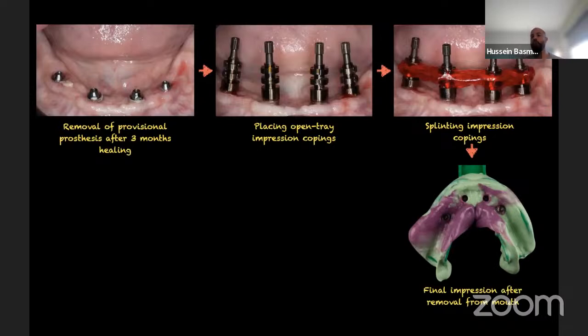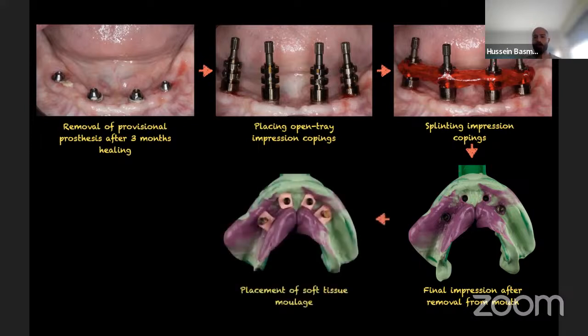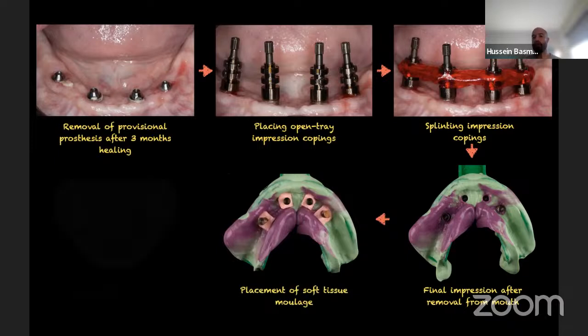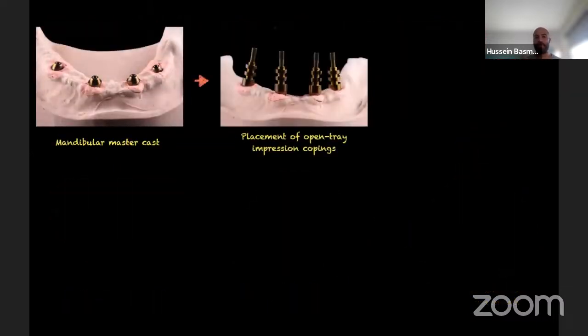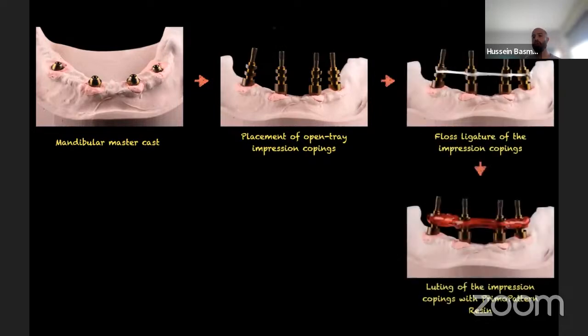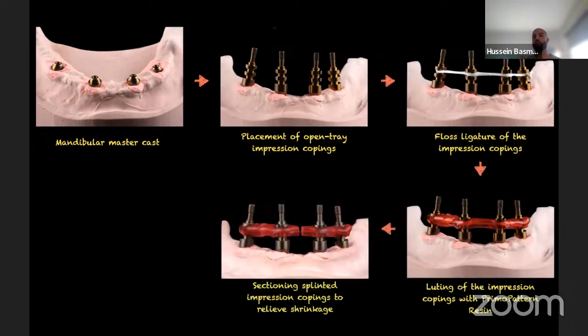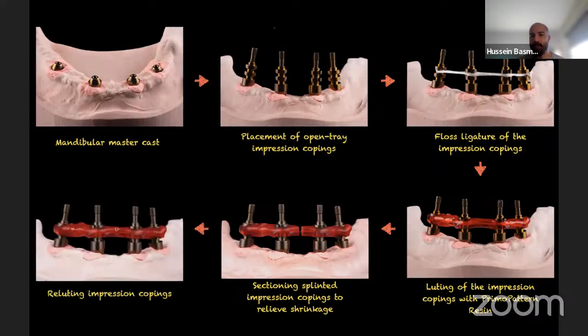Here we just use a regular impression tray, and then we put the soft tissue moulage. As I mentioned, I don't like to connect this soft tissue moulage, and then that's how the master cast will look. And then when we're done with the master cast, now we do another impression coping, just to make sure that we are very accurate with our impression. Again, this is to create a custom impression tray that will help us with taking the final impression.